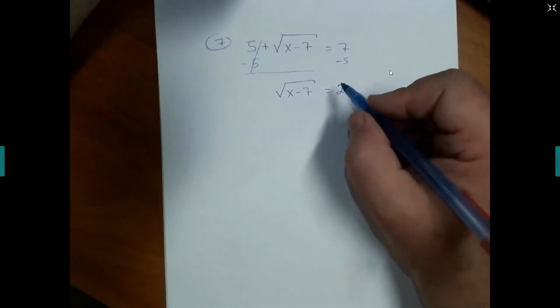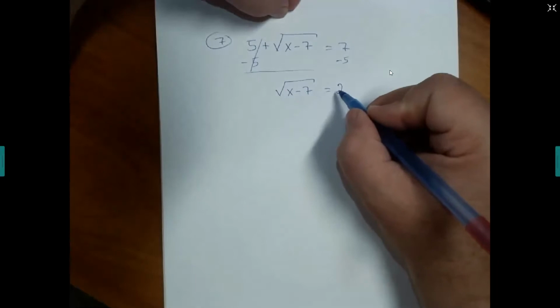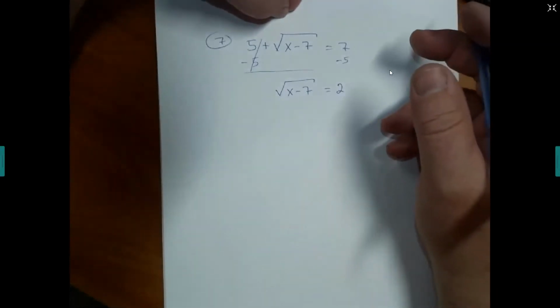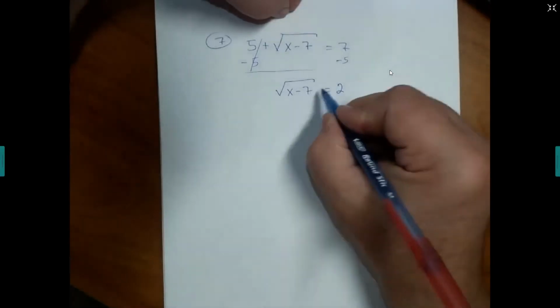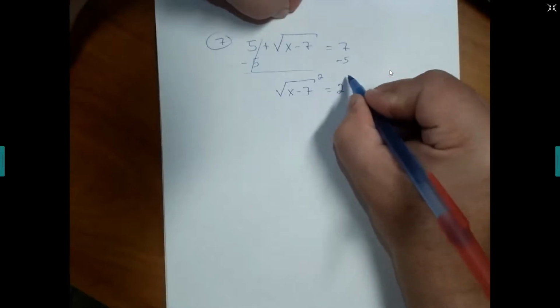Okay, there's a couple of things. Is it by itself? Since it's an even root, is it a positive number? Because if it's negative, you're done. It's not real. It's imaginary. There are no real answers. Since it's positive and it's a radical, square both sides.